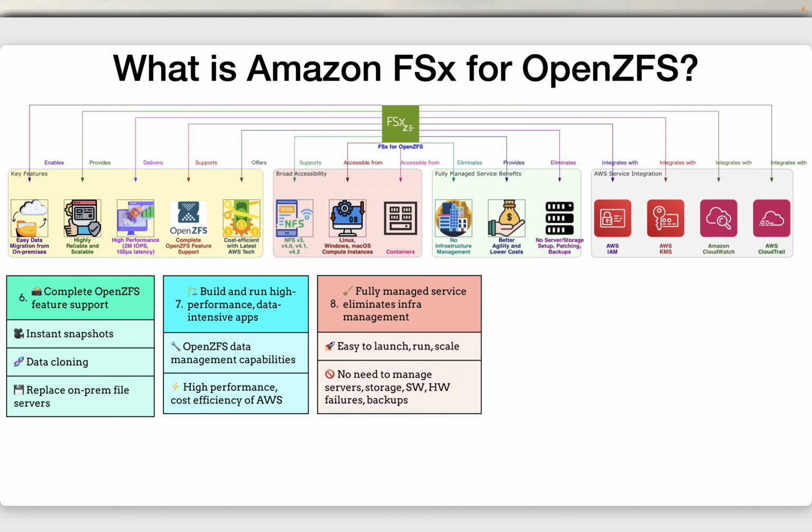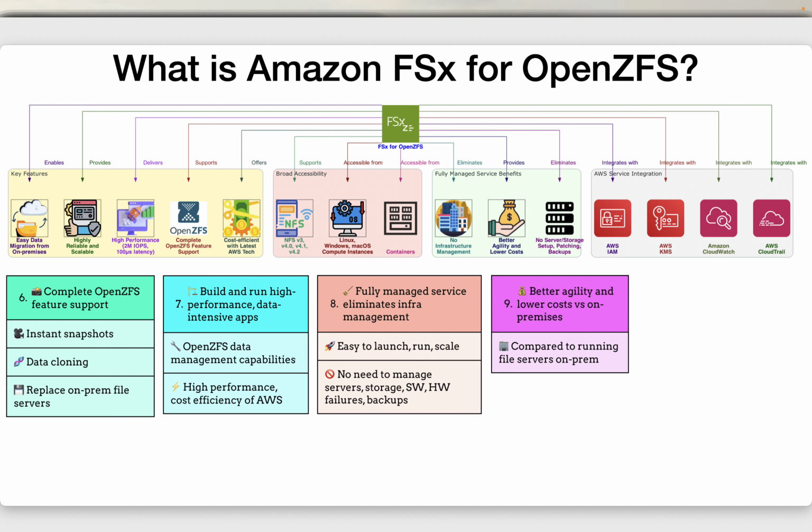And as a fully managed service, FSx for OpenZFS makes it easy to launch, run and scale fully managed file systems on AWS that replace the file servers you run on premises. You no longer have to worry about setting up and provisioning file servers and storage volumes, replicating data, installing and patching file server software, detecting and addressing hardware failures, or manually performing backups. FSx for OpenZFS helps provide better agility and lower cost compared to running file servers on premises.